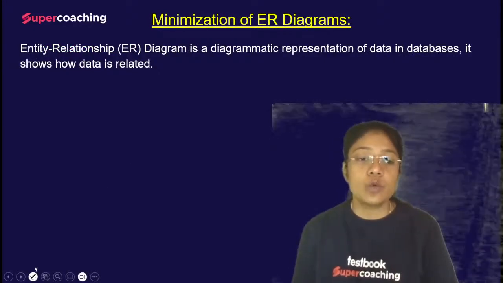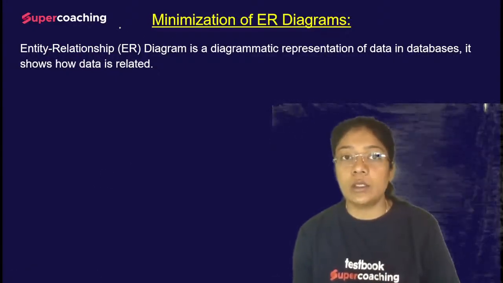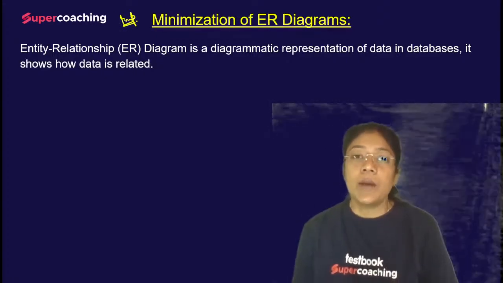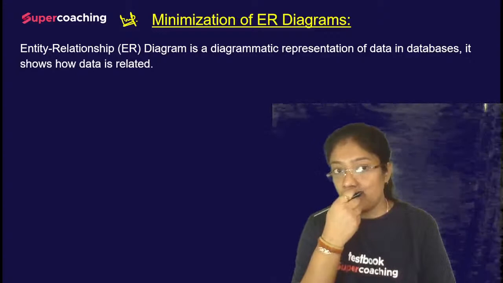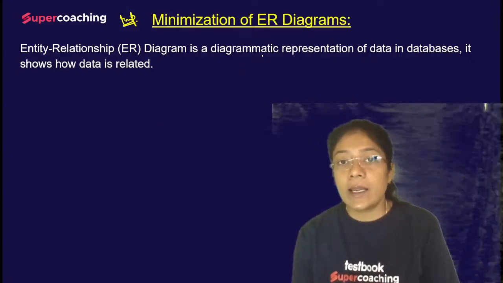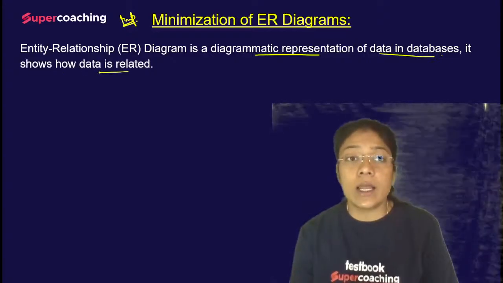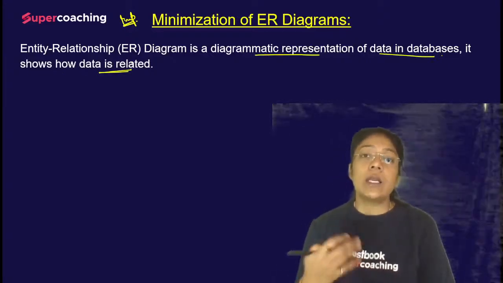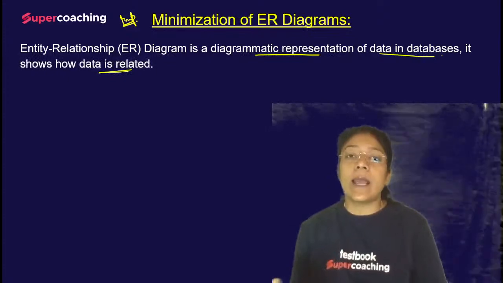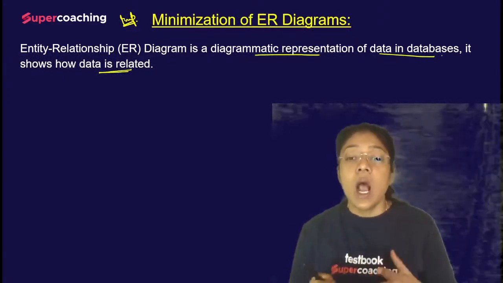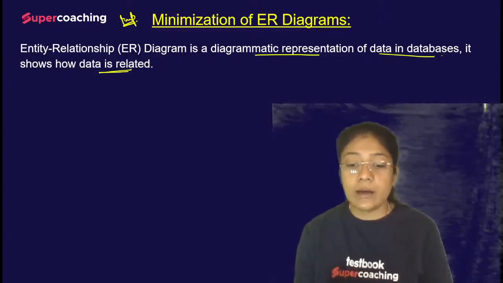Now, this is the most important concept from the ER diagram, that is the minimization. In the minimization, what we have to do is, the ER diagram is a diagrammatic representation of the data in the database. It shows how data is related. Now we have to work out, for the given ER diagram, when we are going to construct the tables for the same, how many minimum number of tables are required.